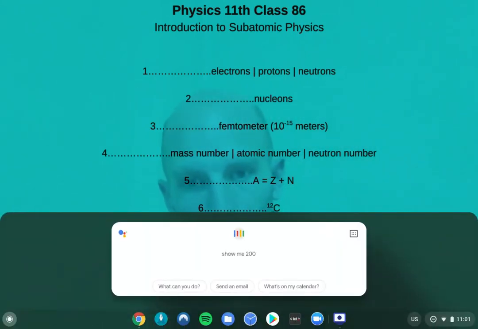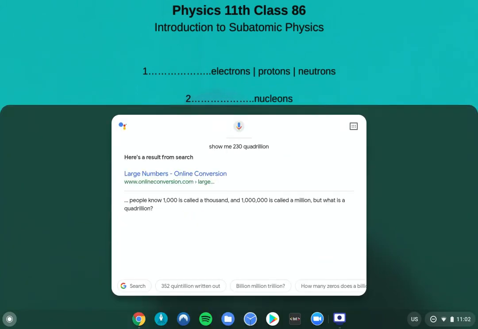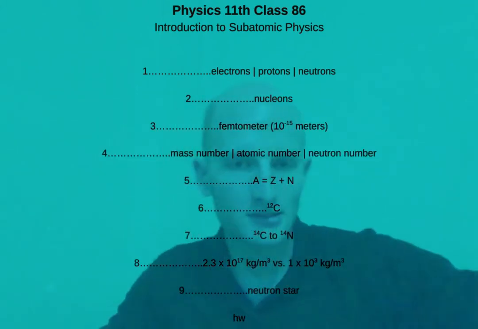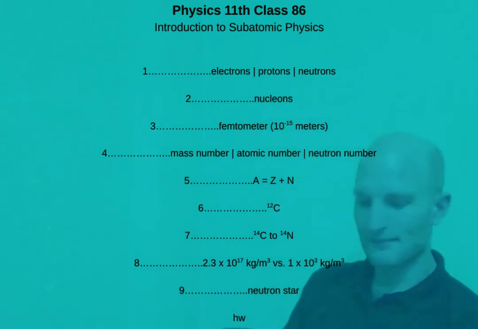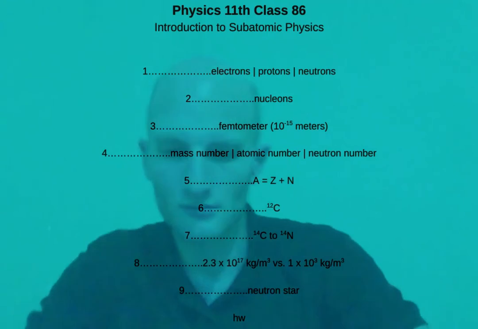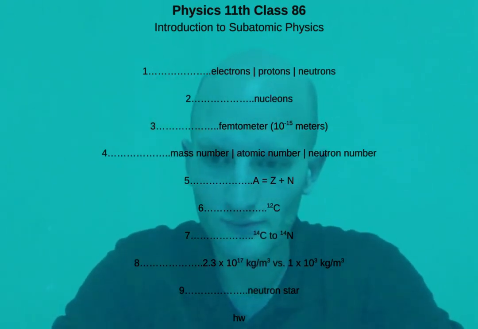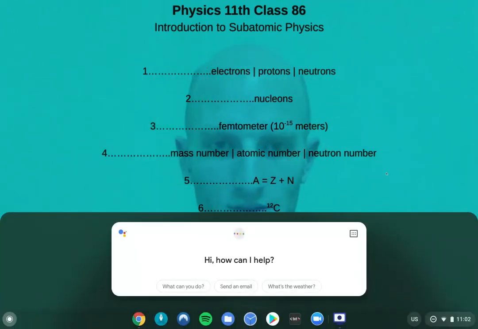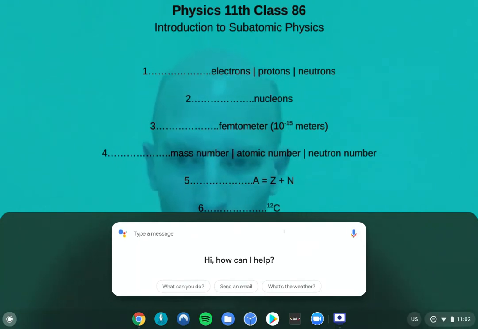Show me 230 quadrillion. Wait, I just want to make sure I'm right about that. I want to make sure I didn't tell you wrong right there. How many zeros? 230 quadrillion.